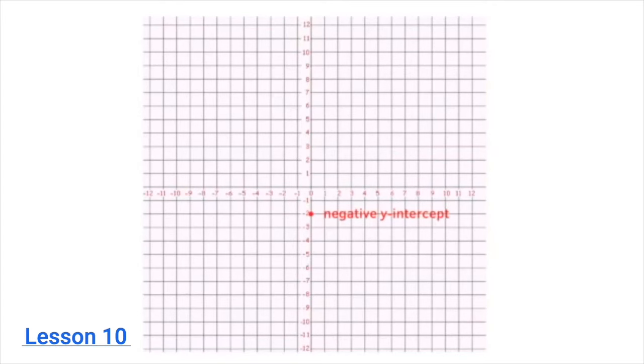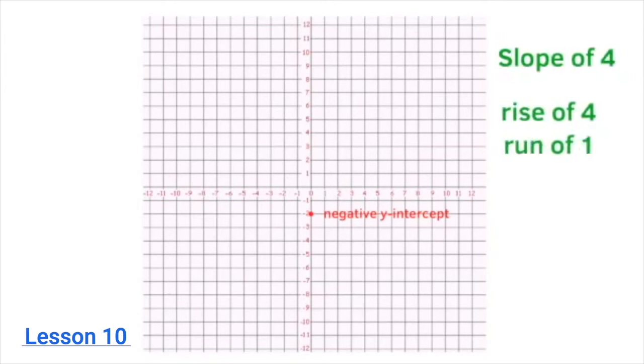I can start at this point for the y-intercept and move up 4 units and then to the right 1 unit because it has a slope of 4. That would mean that there's a rise of 4 units and a run to the right of 1 unit. So up 4 and to the right 1. Then I can put my next point.